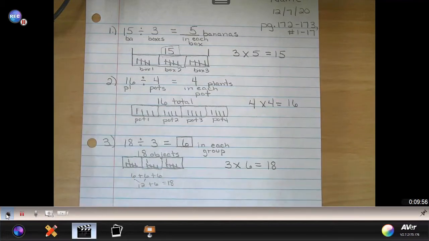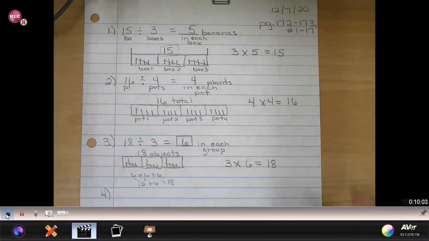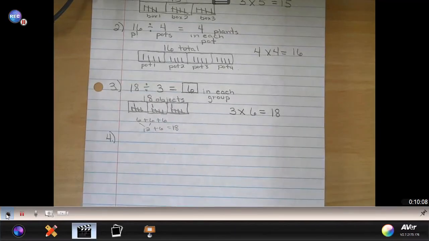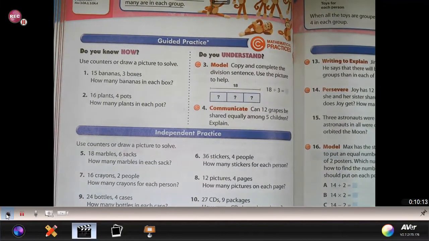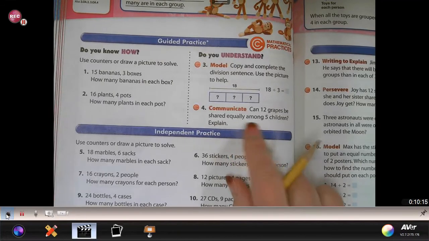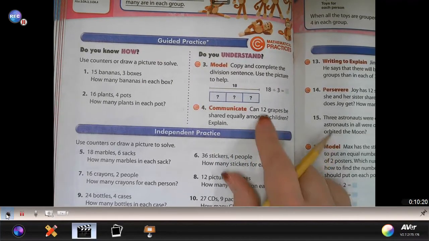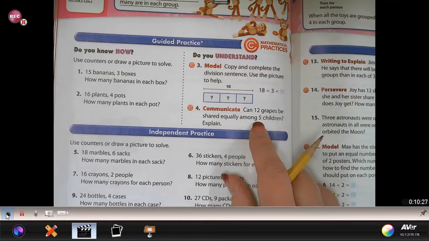Number 4 is an explaining problem. So please be sure to write part of your answer into your question. For number 4, it's asking us to communicate. And it asks us, can 12 grapes be shared equally among 5 children? Now remember, your dividend is going to be your multiples. So think about your multiples of 5. Is 12 a multiple of 5?